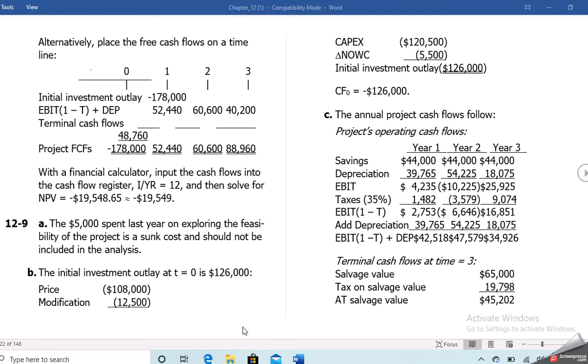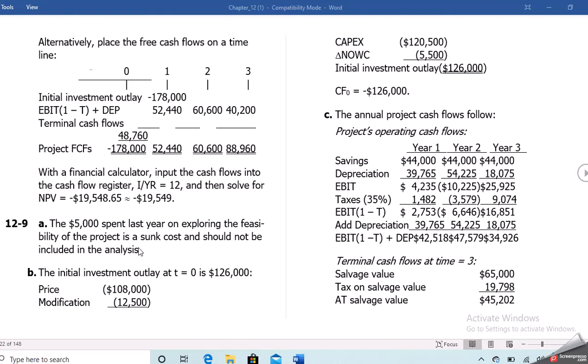So the first thing it asks is, how should that $5,000 be recorded? We know that it is expensed as it's incurred. Any of these project related costs in researching, or in the real world, sometimes you have to send people out to look at the different things, all those costs are expensed as they're incurred. So we don't capitalize those.